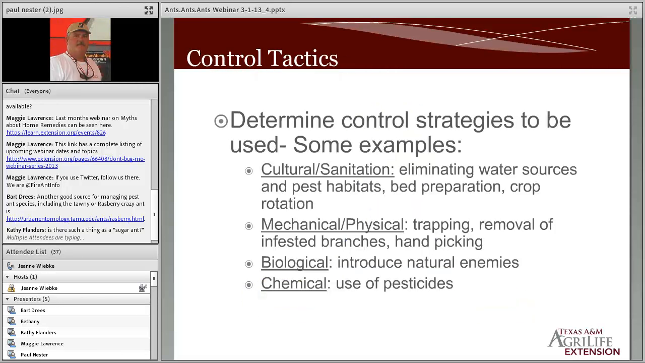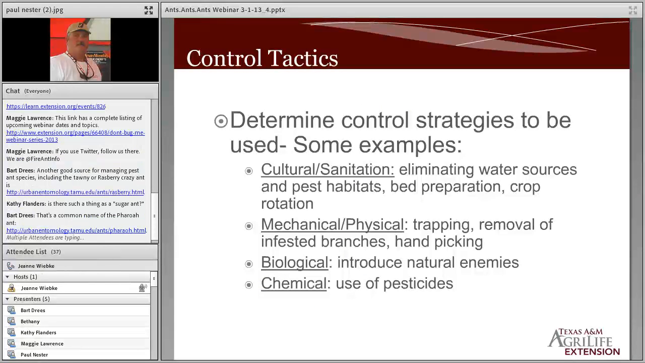Control tactics, there are several things out there. Cultural sanitation: you can eliminate water sources and pest habitats. In gardening, there may be bed preparation. If you're talking about row crops, there may be crop rotation, which is extremely important. Mechanical and physical: you can trap insects, you can remove infested branches, there can be hand picking. There are a lot of things that you can do to start to destroy a habitat.